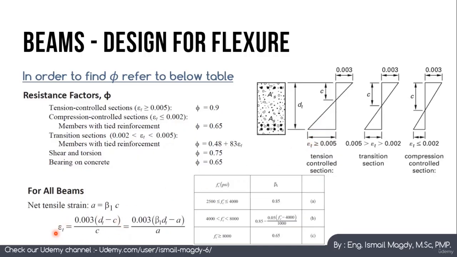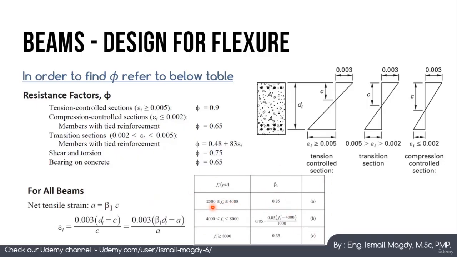It comes from this equation, which is epsilon t equals 0.003 multiplied by (d minus c) over c, or 0.003 multiplied by (d minus a over beta 1) over (a over beta 1), where beta 1 is the factor that we convert c into a using, as we explained in the first slide, and we get beta 1 from this table here.